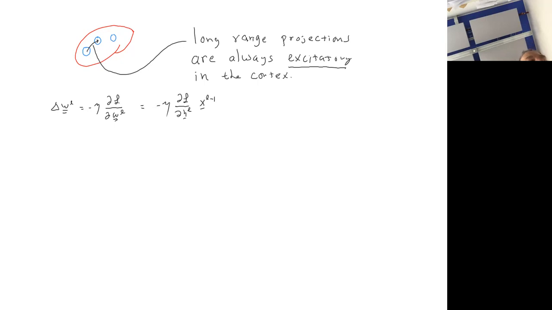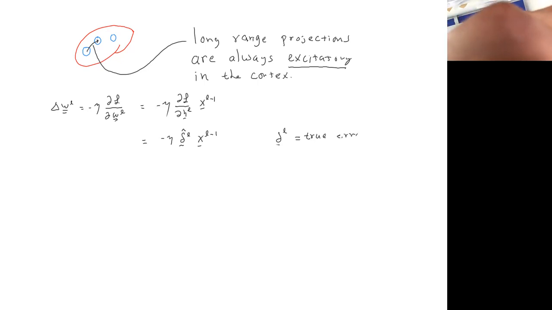Suppose though, so this is what we want the signal to be. Suppose we change it to something else: minus eta, I'm going to call this delta L hat, which is some estimate of the true backprop error signal, times XL minus 1. So remember, delta L is the true backprop error signal, and that equals the partial of L with respect to HL, a derivative that's very hard to compute.